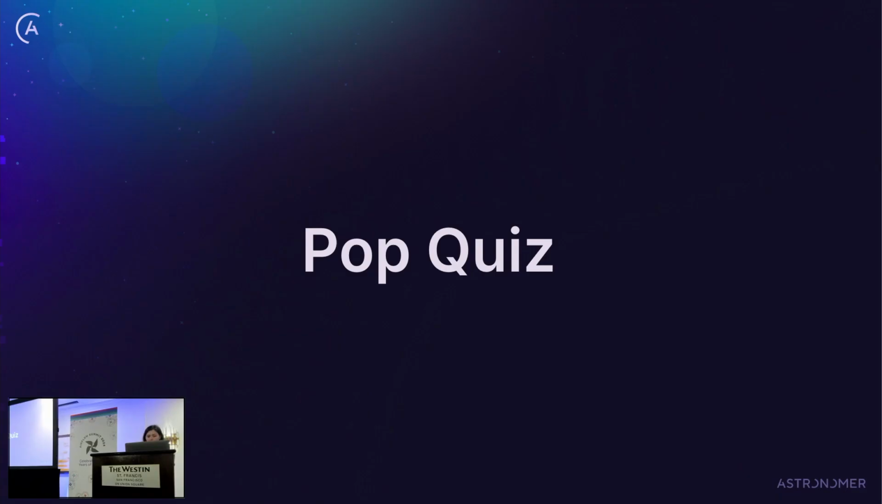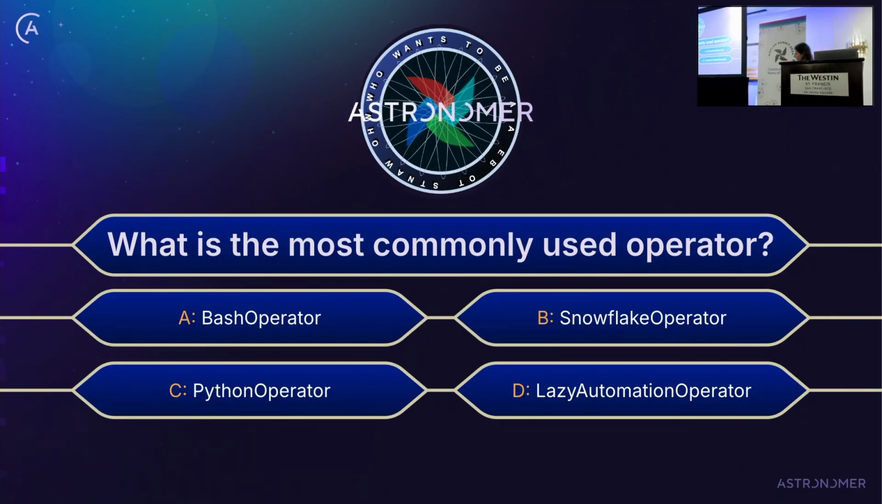So, pop quiz. As you can see, I decided to come up with a layout that looks like Who Wants to Be a Millionaire, but full disclosure, there's nothing to win. And so we're gonna do a few questions. The first one is, according to you, what's the most commonly used operator? We're gonna do just a show of hands to see what the room feels. Again, that's among our customer base, where we get those task and DAG metadata. And this is based on the last 30-day usage.